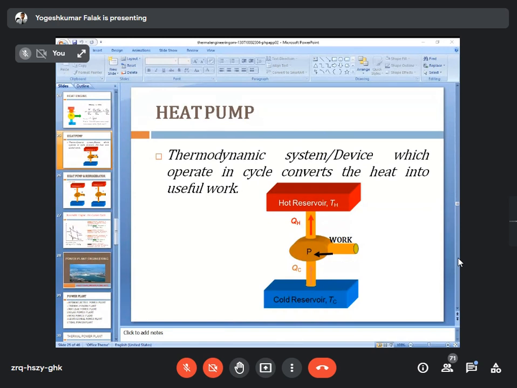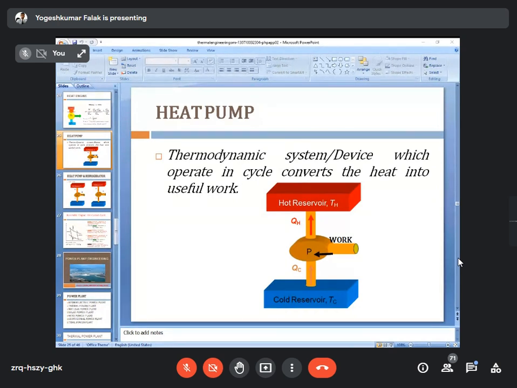COP is equal to QL divided by net work. Okay, for a heat pump it's not QL, it's QH. You can say Q1, okay? For a heat pump, the desired effect is QH. Kindly note. So the COP of a heat pump is equal to the desired effect, that is Q1, upon power input or work done, which is W. So, do you know the value of W, yes or no?